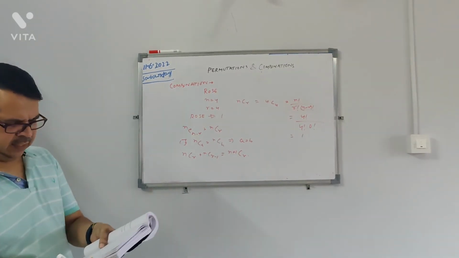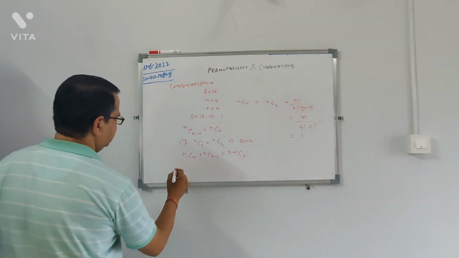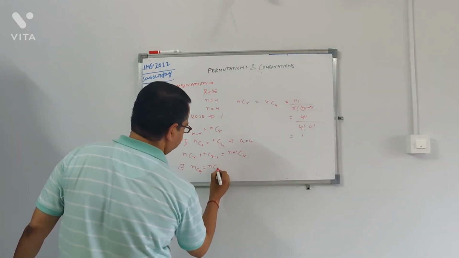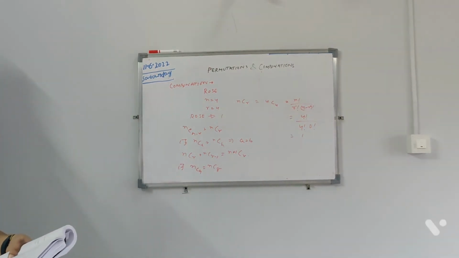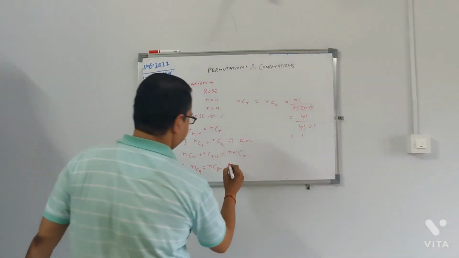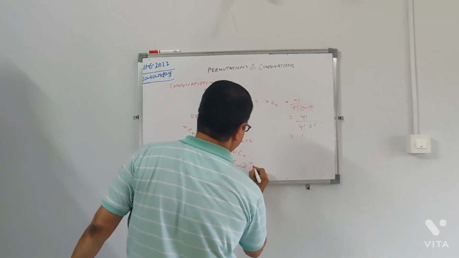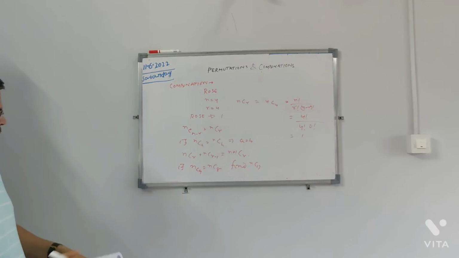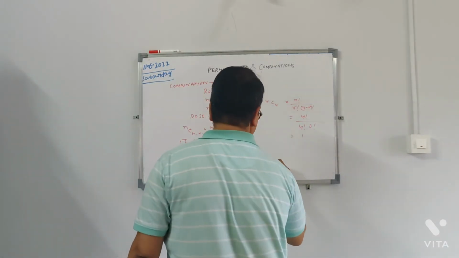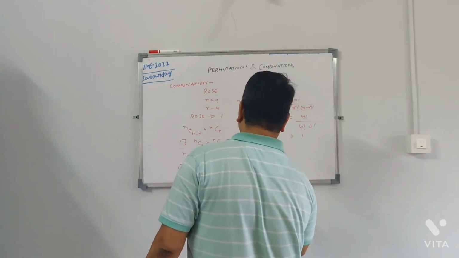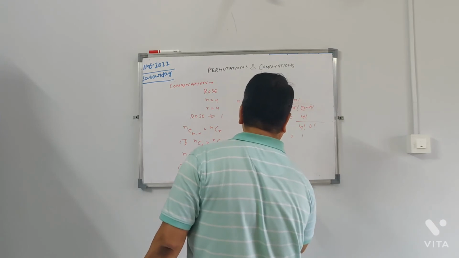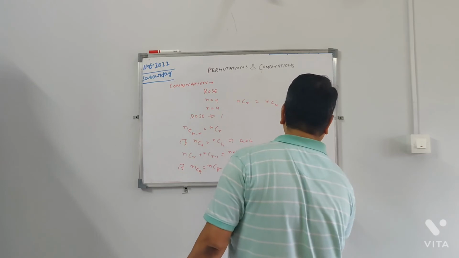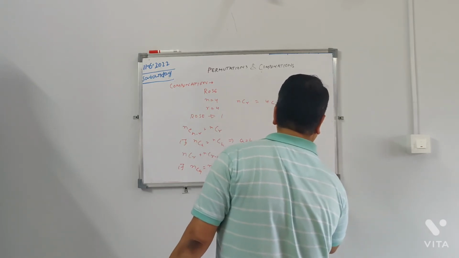If nC9 is equal to nC8, then find nC17. That's the question here. So first we will equate these two things. n factorial by 9 factorial (n minus 9) factorial is equal to n factorial by 8 factorial (n minus 8) factorial.